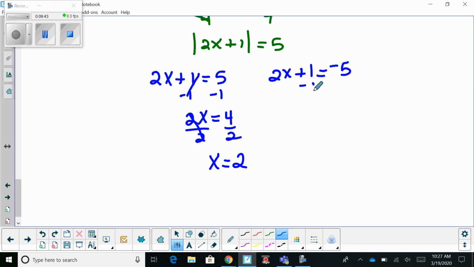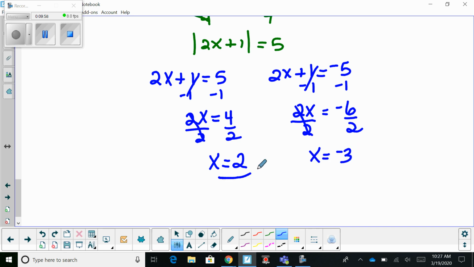Over here, I'm going to subtract 1 and subtract 1. Now I get that 2x equals negative 6. Divide by 2. X equals negative 3. So my two solutions there would be positive 2 and negative 3.